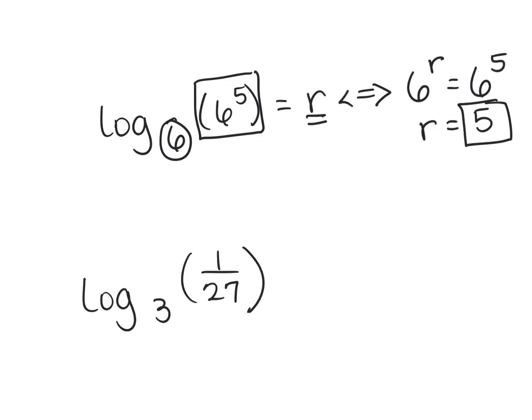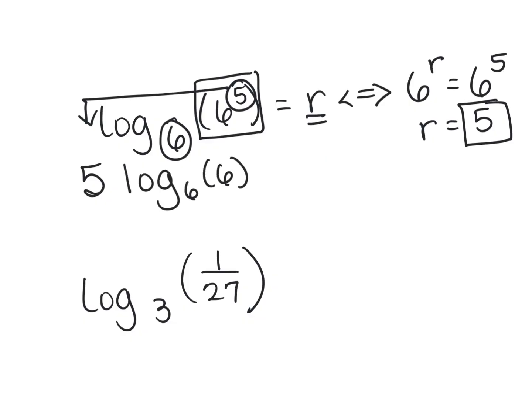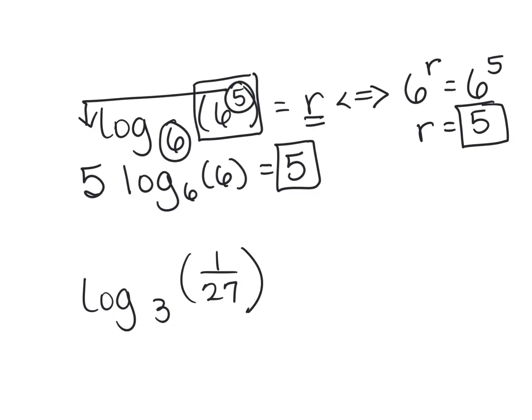Similarly, you could have rewritten and taken the 5 out front. So this is 5 log base 6 of 6. And I know that the log of base 6 of 6 is 1, so that still gives you the answer of 5. You don't have to do it both ways, just pick one.